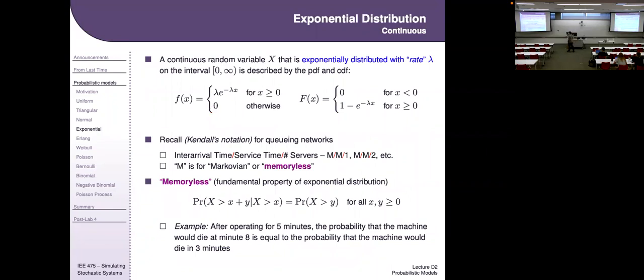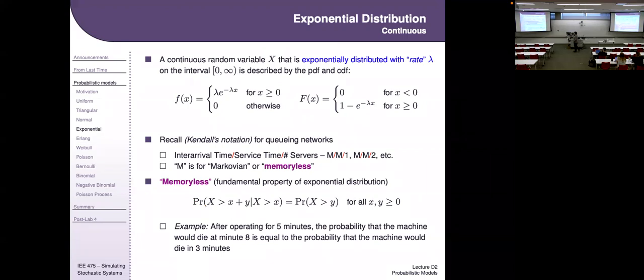Okay. So there are a lot of useful properties to the exponential, which is one of the reasons why it's used so much. When you take 470, you'll learn about queuing networks and Kendall's notation, and you'll learn that queuing nodes are categorized by the interarrival time to the nodes, the service time distribution at the nodes, and the number of servers. And the M that is used in Kendall's notation to characterize a queuing node stands for memoryless or Markovian. And that memoryless actually comes from the exponential. So this is a property you need to remember that exponentials have.